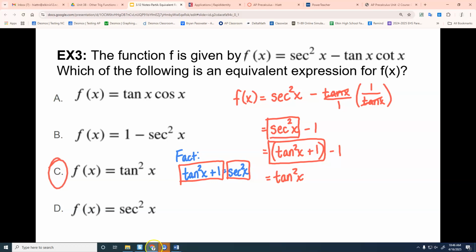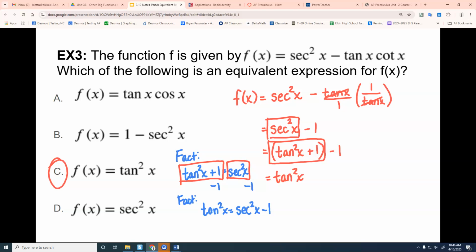You could, because we could also work over here with our fact right here. So I could subtract that 1 from both sides, and it would still be a fact that tangent squared x equals secant squared x minus 1, in which case, if I'm doing it that way, I can just take secant squared x minus 1 and turn that whole thing into tangent, which still gets us that right answer.